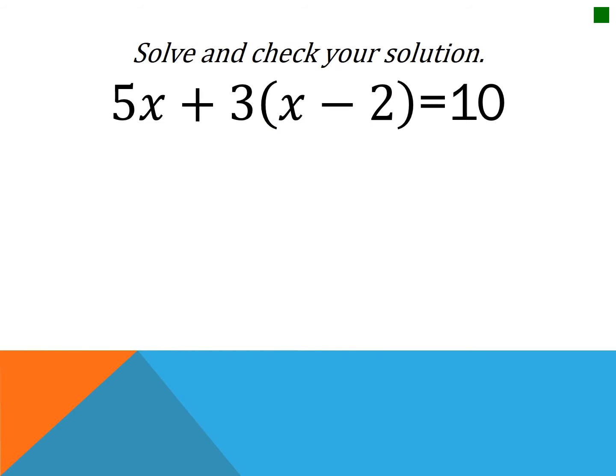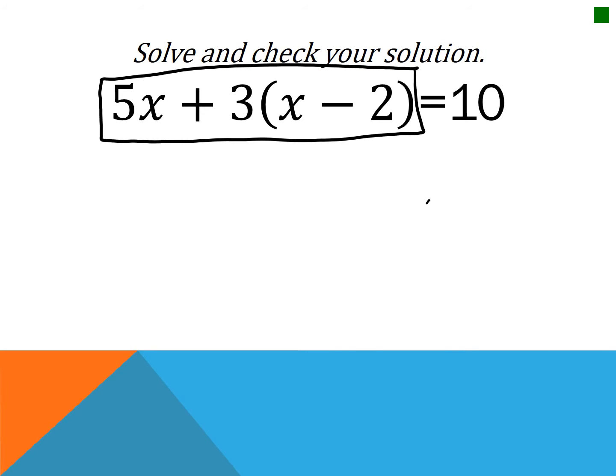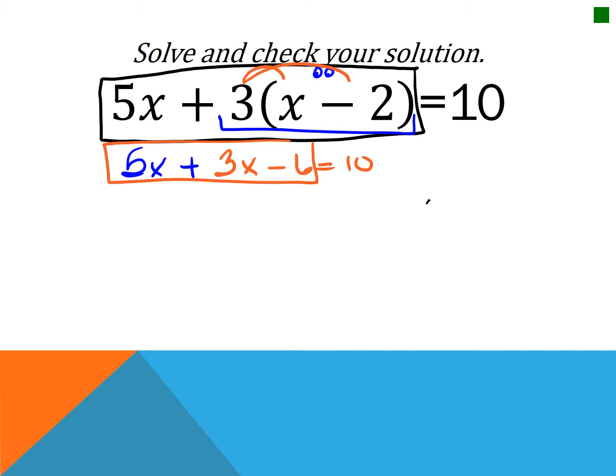All right, so we're going to solve and check. First of all, I'm going to draw a box around the left side of the equation because that's where my X is. I am looking at the distributive property, so I'm going to take care of that first. I'm going to leave the 5x plus, and do my little rainbows. 3 times x is 3x. 3 times -2 is -6, equals 10. On this left-hand side is where my x is, so that's where I'm looking.